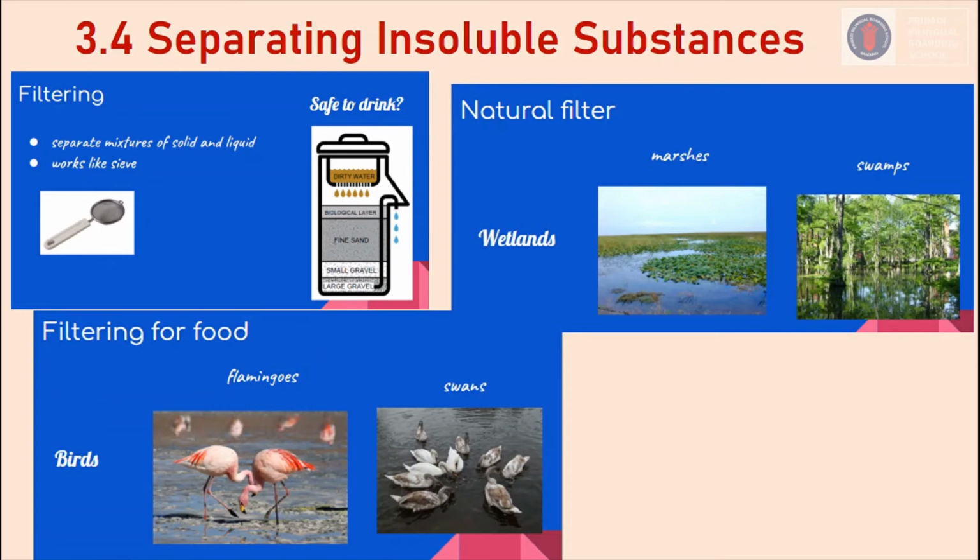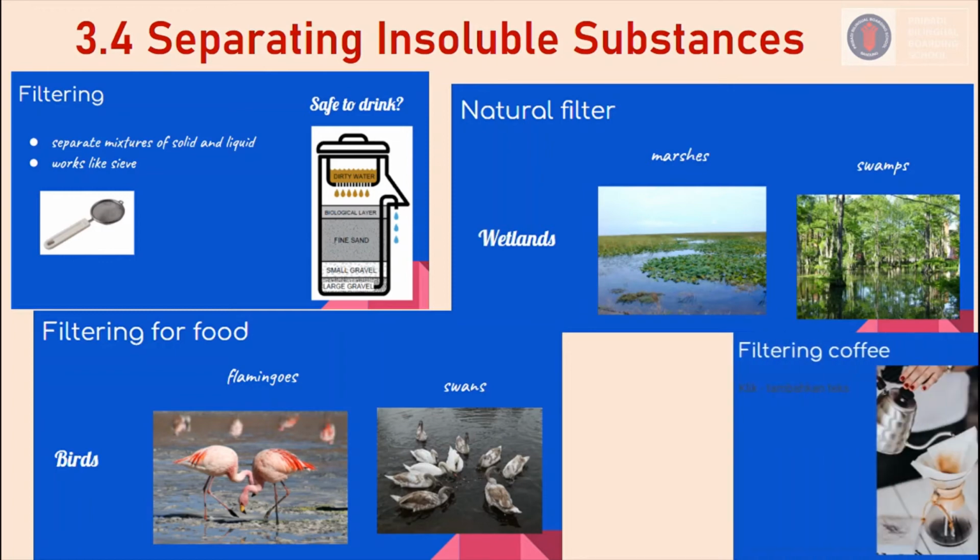And besides natural wetlands, animals also use this filtering process. Most birds have a special beak to get food. So the beak works like a sieve. When the birds dig into the mud or into the water, they can get algae or small shrimp or fish by moving their beaks like a sieve. The examples are flamingos and swans.